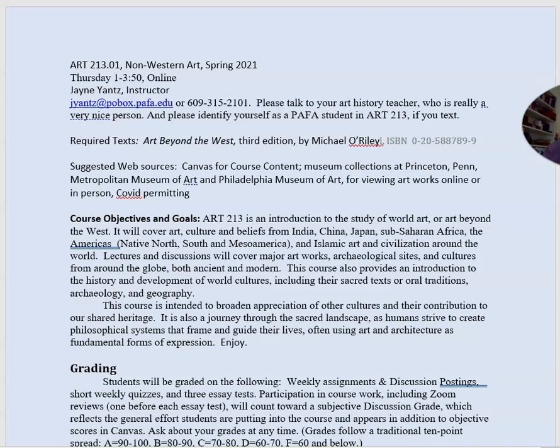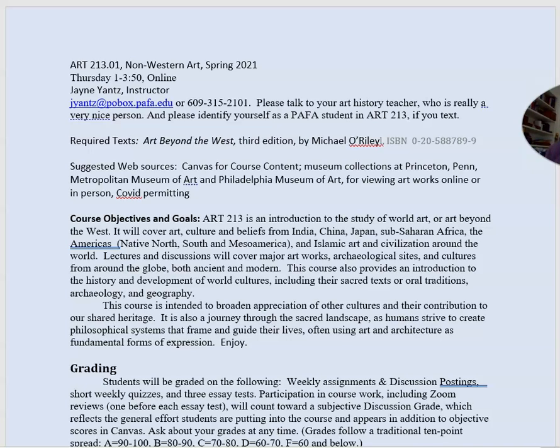In addition to that, of course, you need suggested web sources. You need Canvas for course content. I'm also suggesting for those of you who are interested to check out the museum collections, either online or in person if COVID is allowing us to do that, at places like Princeton and Penn, at the Met, and also at the Philadelphia Museum of Art. The first 3 have particularly rich collections in non-Western art.